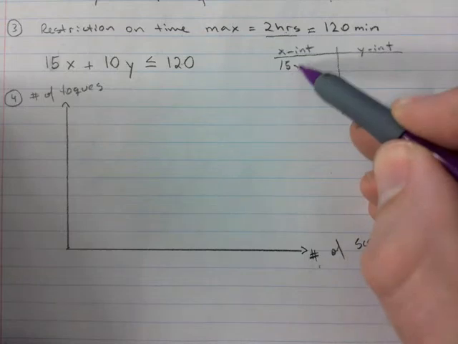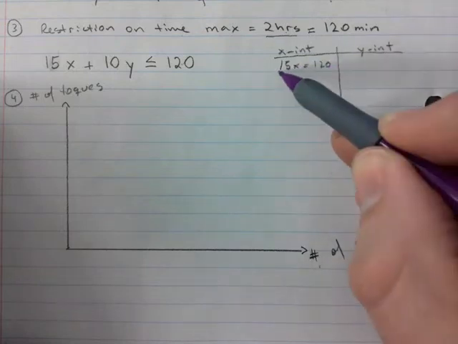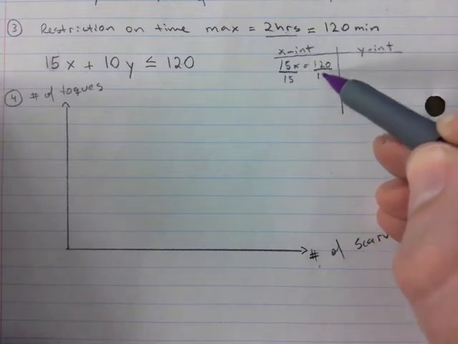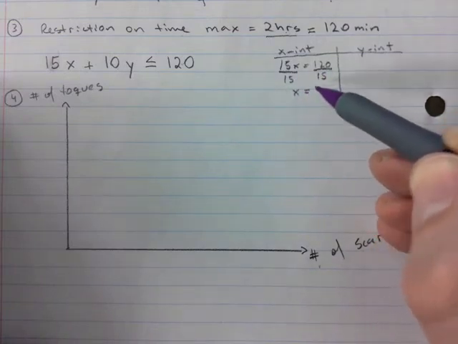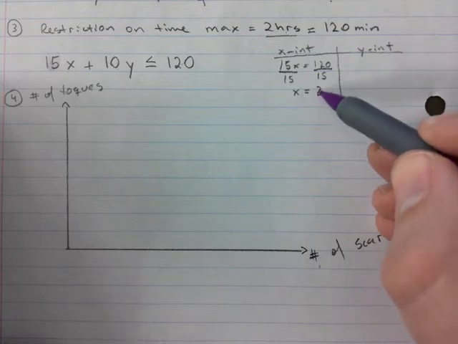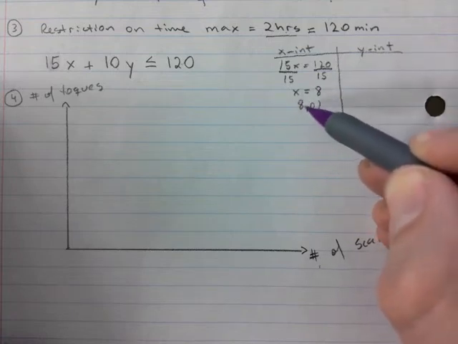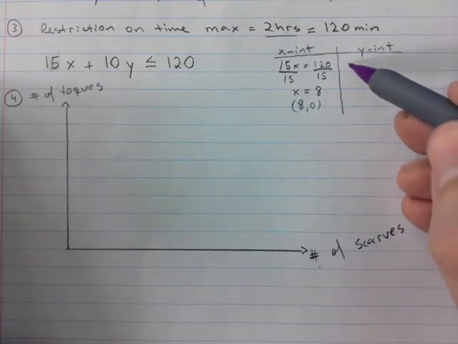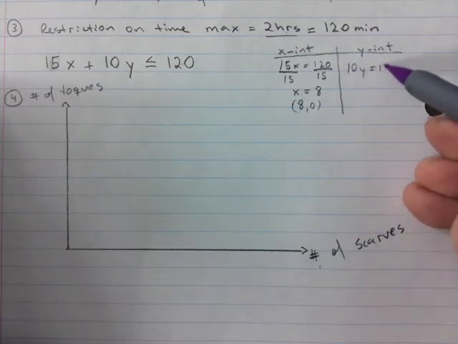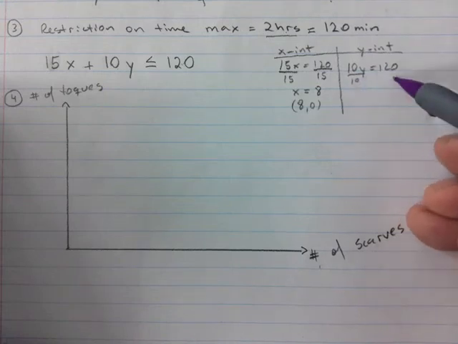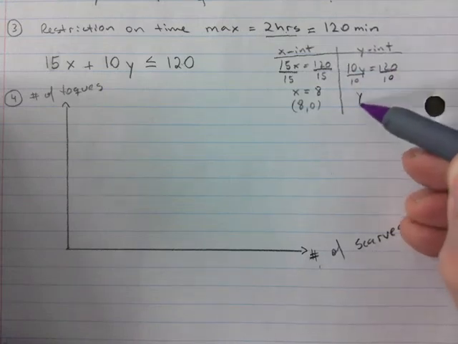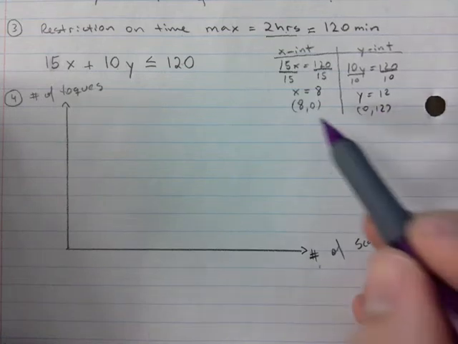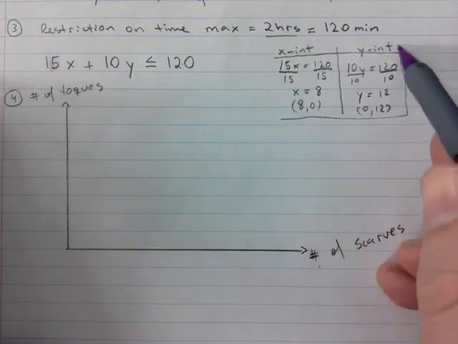So 15x is equal to 120. Divide both sides by 15. And today, for this thing, you just write it down, right? 8 is the intercept, X-intercept. And then we have 10y is equal to 120. Divide both sides by 10. And in this case, it's nice, all nice round numbers. We love that, right?